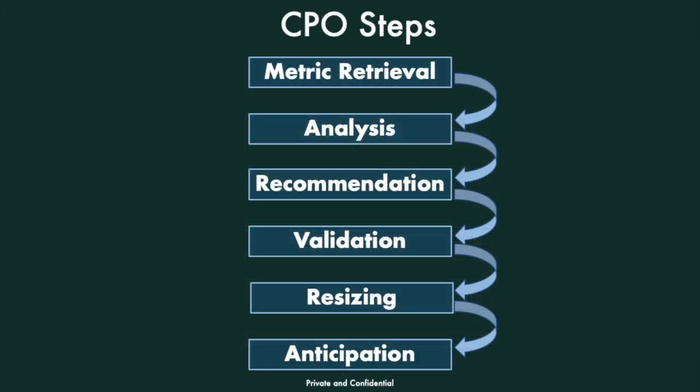Here are the steps of CPO. First, metrics associated with compute objects are retrieved. Second, the collected data is analyzed using ML techniques. Then the optimal resizing recommendations are generated. These are for different optimization goals, which are economical, balanced, and enhanced.